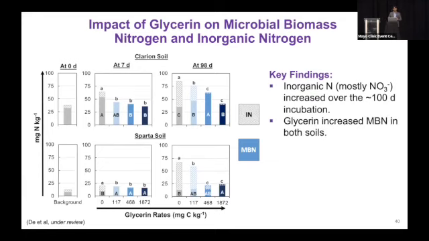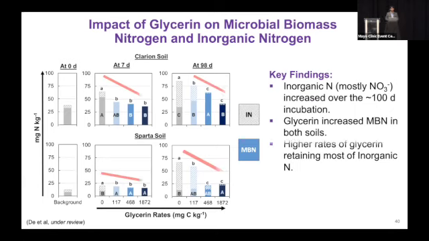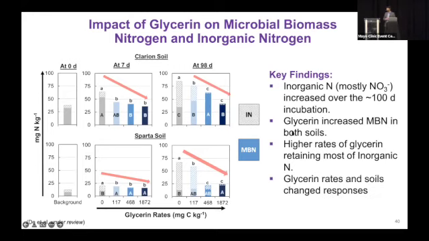Second thing, glycerol increased microbial biomass nitrogen in both soils. Again, our hypothesis got accepted. Third, higher rates of glycerin retained most of the inorganic nitrogen. That's what we would expect with that one. But in the two different soils, the responses were different.